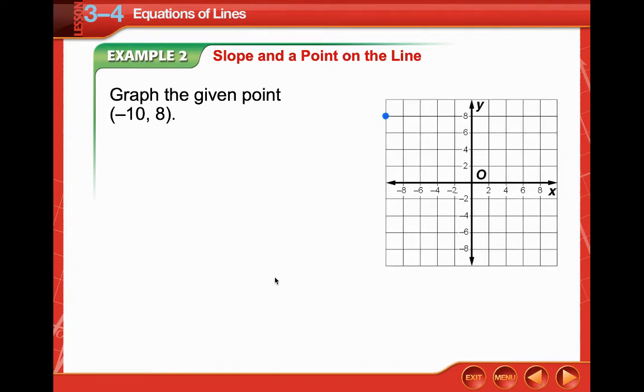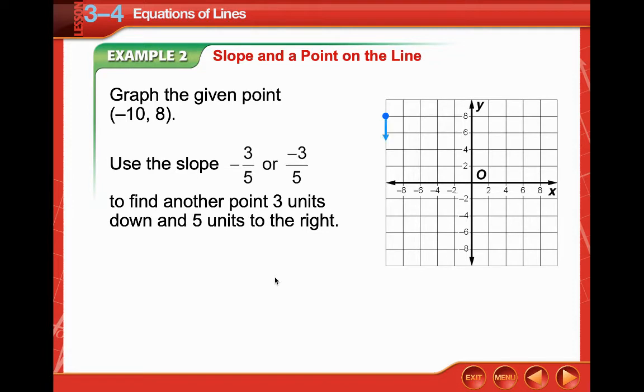Oh, you're going to graph the given point. Okay, so they're going to graph the given point, and then you're going to use the slope.